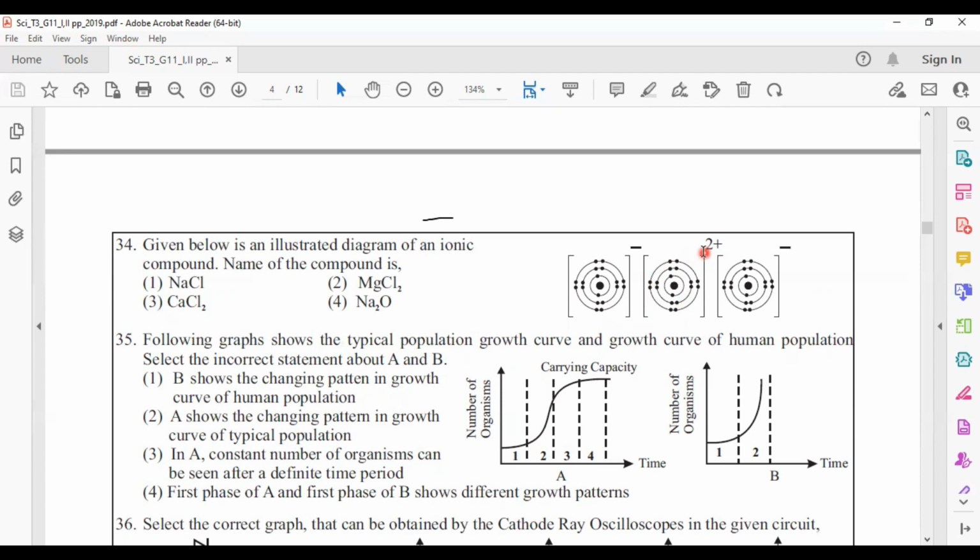That means the total number of electrons it had previously is 20. You know the 20 electrons are there for calcium only. That's why we selected answer 3, calcium chloride.